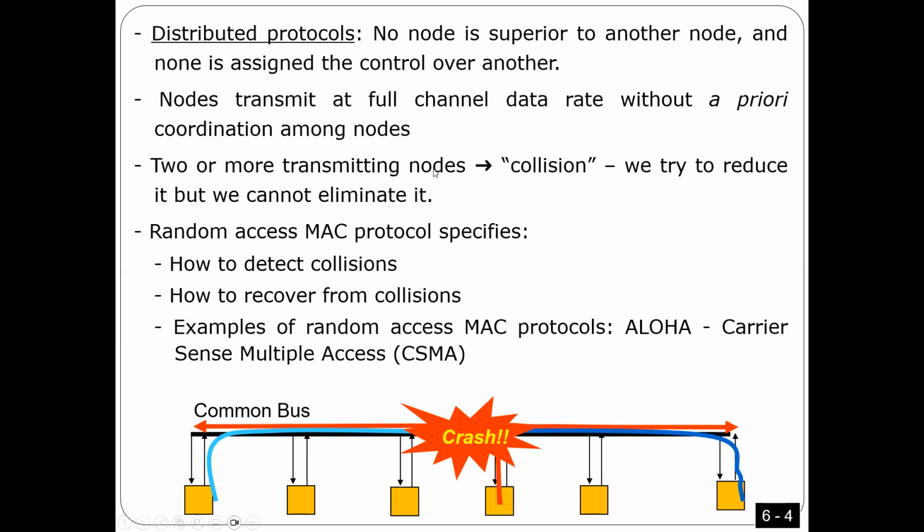Nodes transmit at full channel data rate without any prior coordination. So there is no prior coordination between us. Anyway, this protocol should tell how we can detect a collision, how we can recover from collision, and so on. Okay.